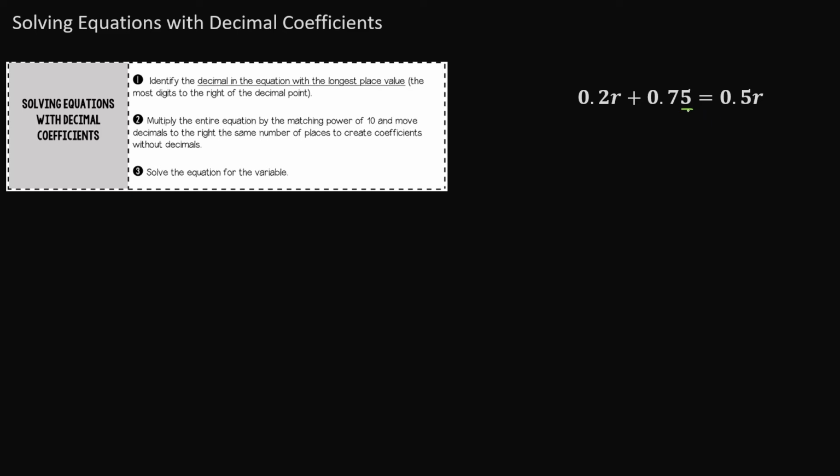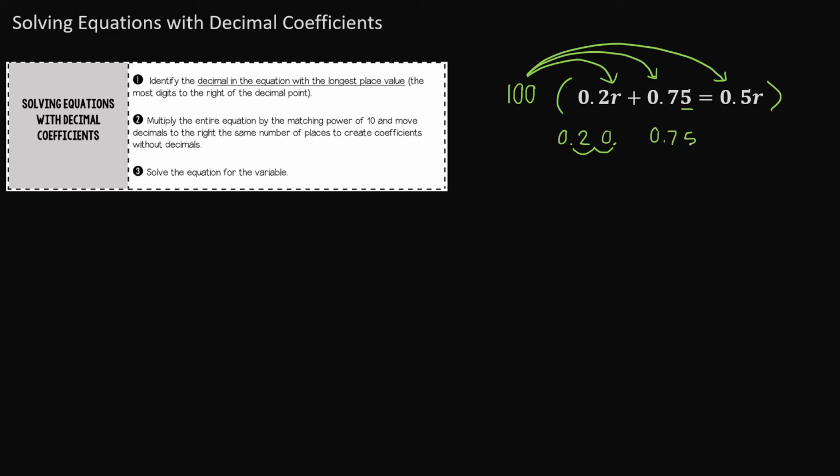And since this is in the hundredths place, we're going to multiply the entire equation by the matching power of 10. And we're going to move the decimals to the right the same number of places to create numbers without decimals. So since our longest decimal place would be the hundredths, we'll multiply every single number in this equation by 100. So 100 times 0.2r, 100 times 0.75, and 100 times 0.5r. If we think about it, we're moving all of the decimal places 2 to the right. So 0.2 would become 20.